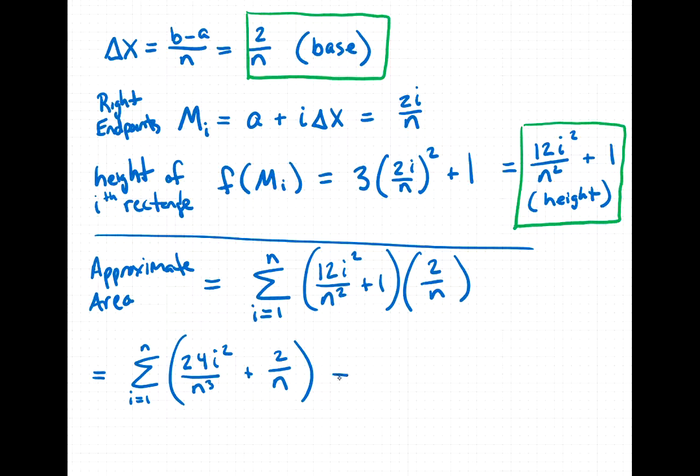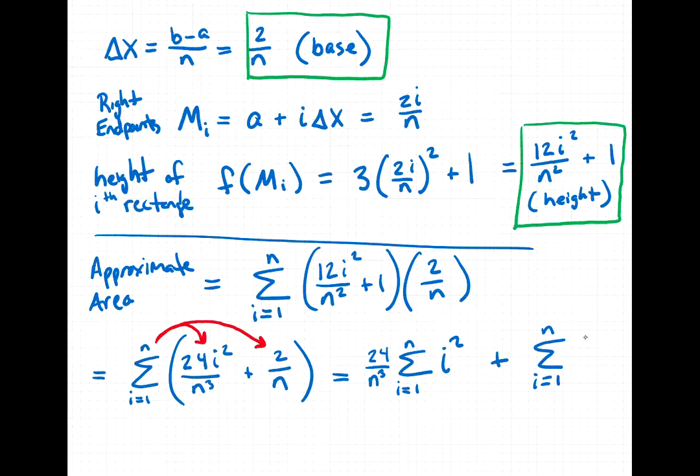And we could split this up using properties of summations. So we're basically applying the summation to the first term and then separately the summation to the second term. And the 24 is a constant and the n cubed is a constant, so we can factor out the 24 and the n cubed and leave the i on the inside. So that's times the summation i goes from 1 to n of i squared plus the summation i goes from 1 to n of the 2 over n.